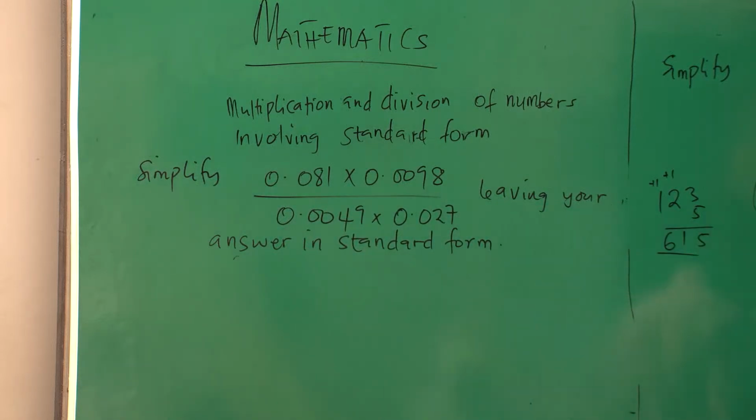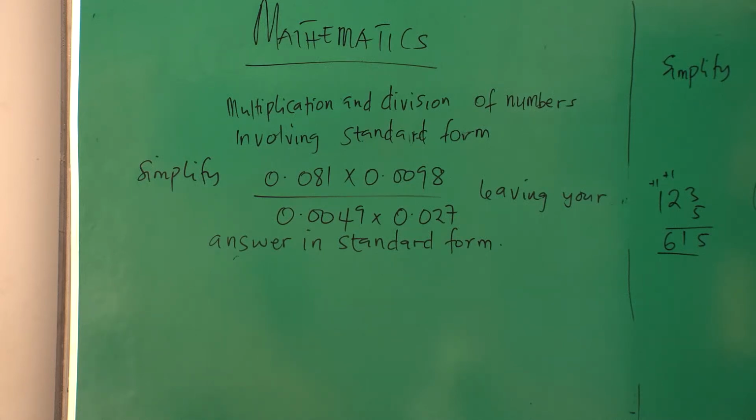So we have an example on the board. We are to simplify 0.081 times 0.0098 divided by 0.0049 times 0.027, leaving our answer in standard form. I hope that's okay. So this we will do together. Then the next phase, I will give you an assignment or maybe an exercise. I hope that is okay. You should be able to do this.